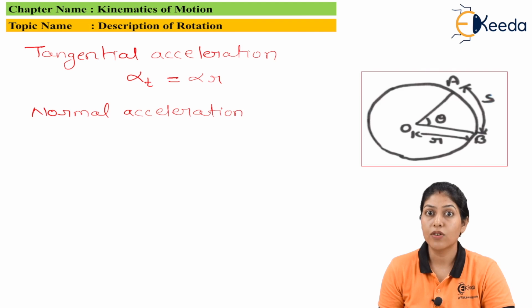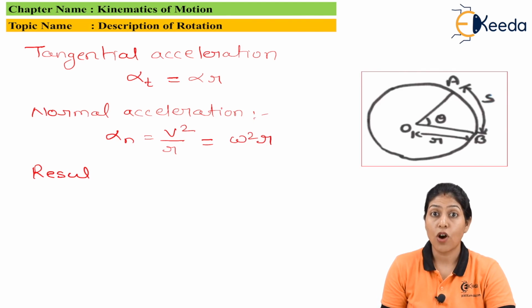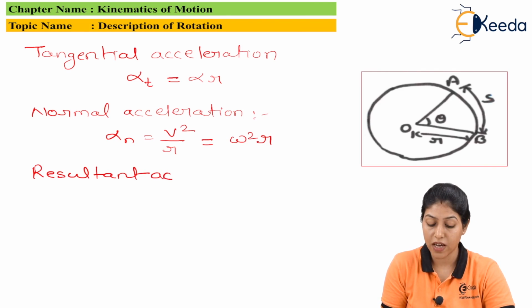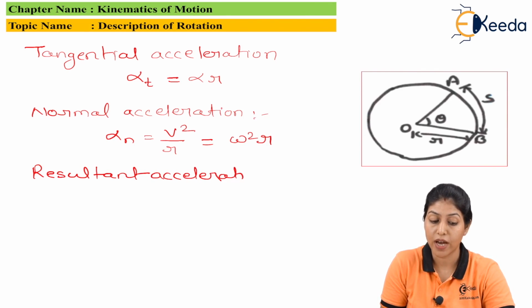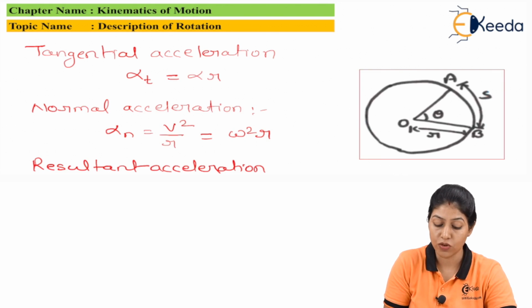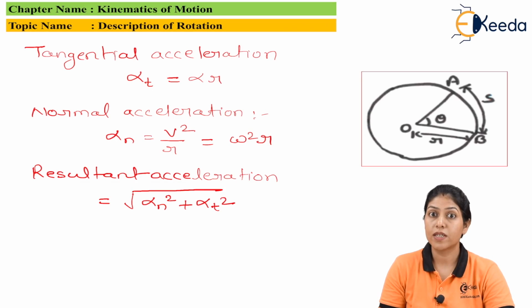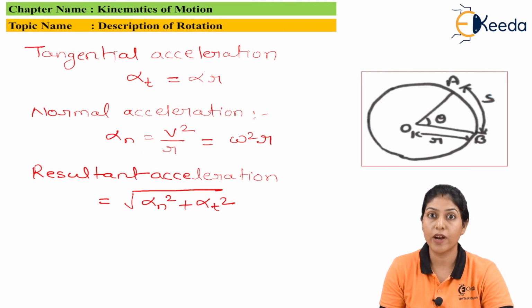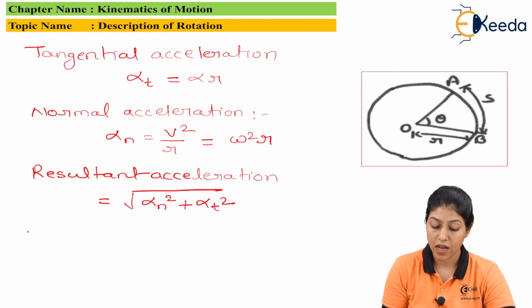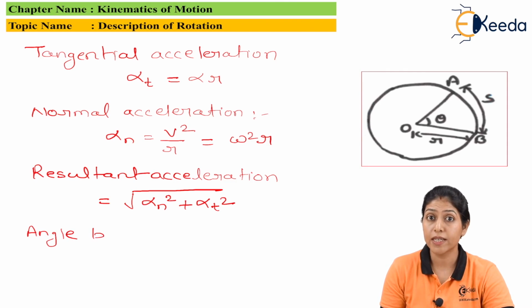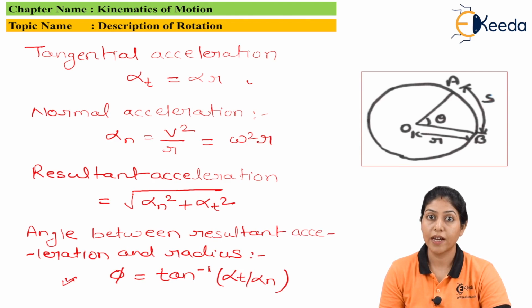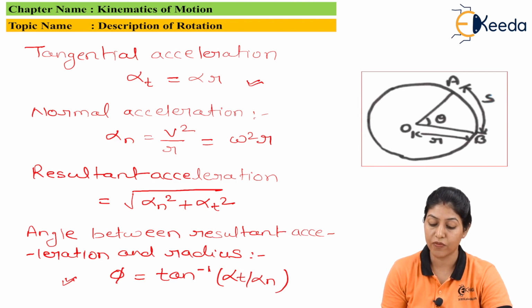Similarly, if we want to define the normal component of angular acceleration, the formula of the normal acceleration, represented by alpha n, will be v square by r, that is equal to omega square r. Now we have alpha t and alpha n, so we can find the resultant. The resultant angular acceleration will be the square root of alpha n square plus alpha t square. If the resultant acceleration makes an angle phi with the radius, that angle phi we can define as tan inverse of alpha t by alpha n. With the help of this angle we can define the exact position of the resultant acceleration.